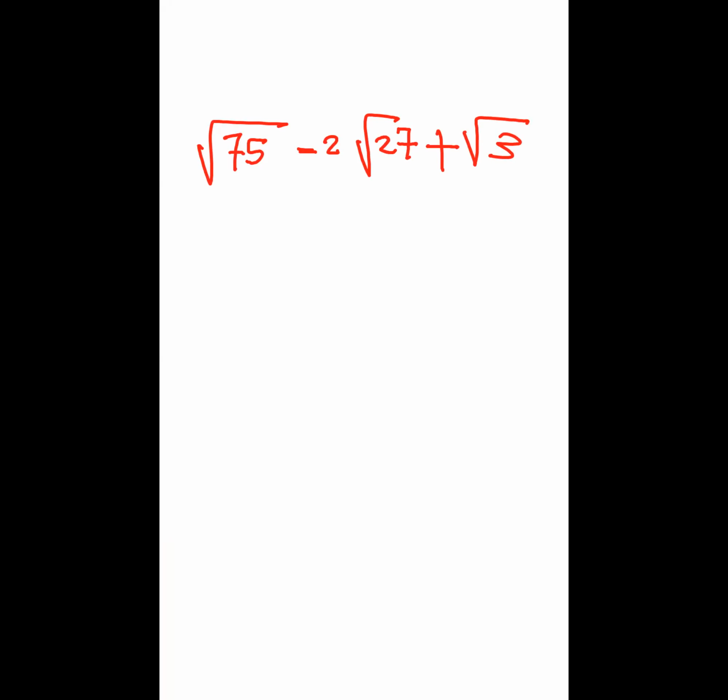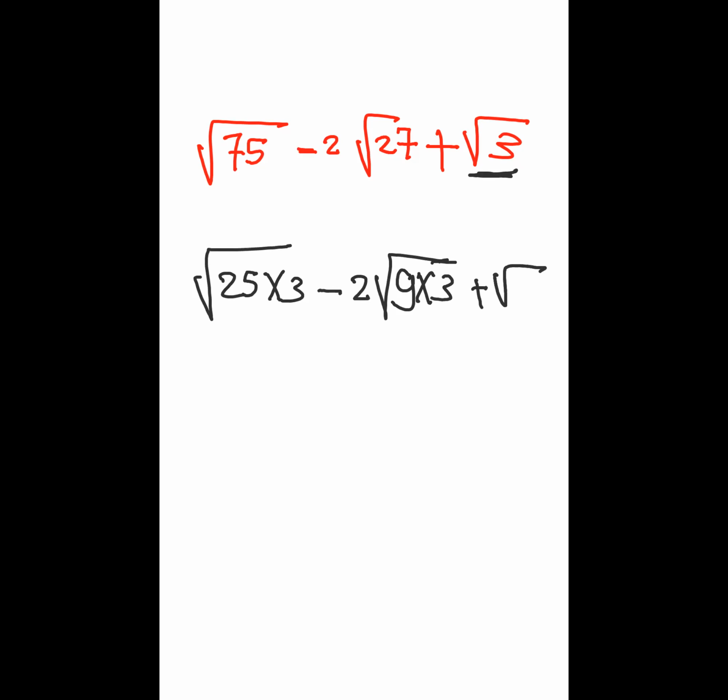As I told you, in such type of questions, there is a square root of 3. This one we can't simplify, so this means this is the smaller one. So I will consider that most of the numbers will be in terms of square root of 3. Then I have to try. 75 is divisible by 3? Yes, it's 25 times 3. And 25 also is a perfect square. So 25 times 3, minus 2 times 27, which is divisible by 3, yes, 9 times 3, plus the square root of 3.